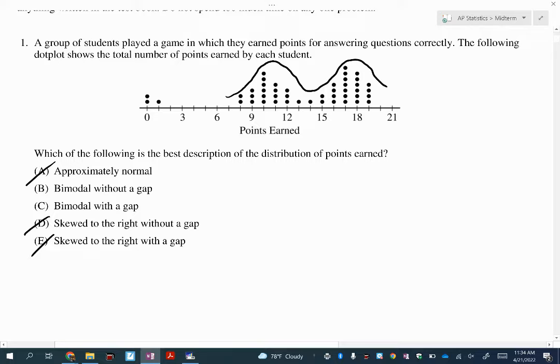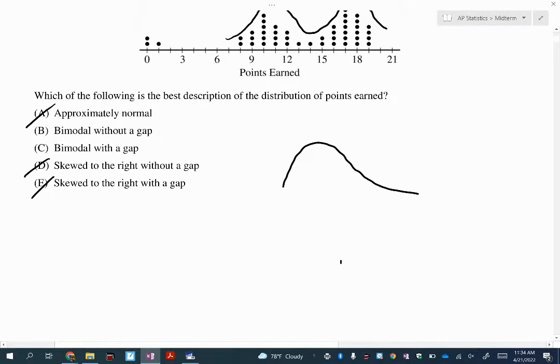Remember skewness? How do we describe skewness? So if it leans, which direction? Depends, right? So if it says skew to the right, where's the tail going? To the right. So it'll be like this. That's skew to the right. And then skew to the left. Skew to the left. All right?